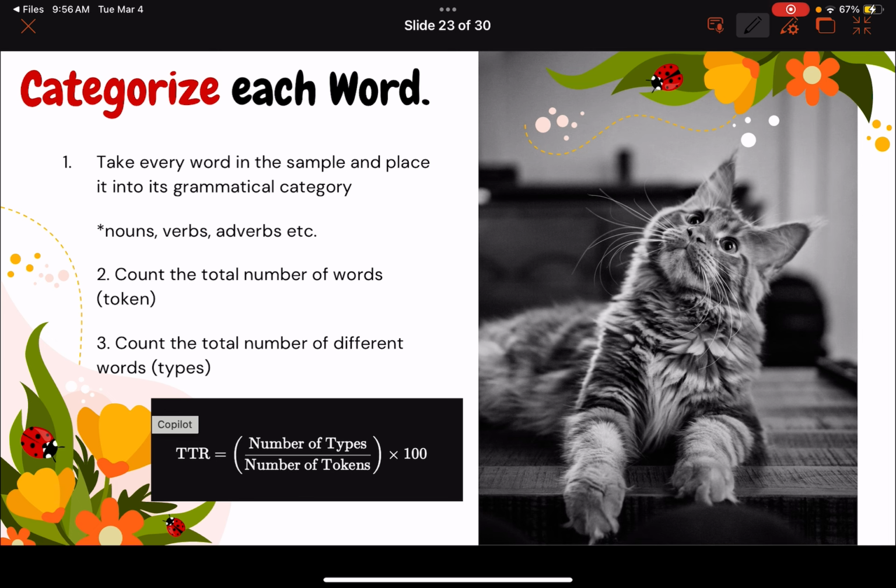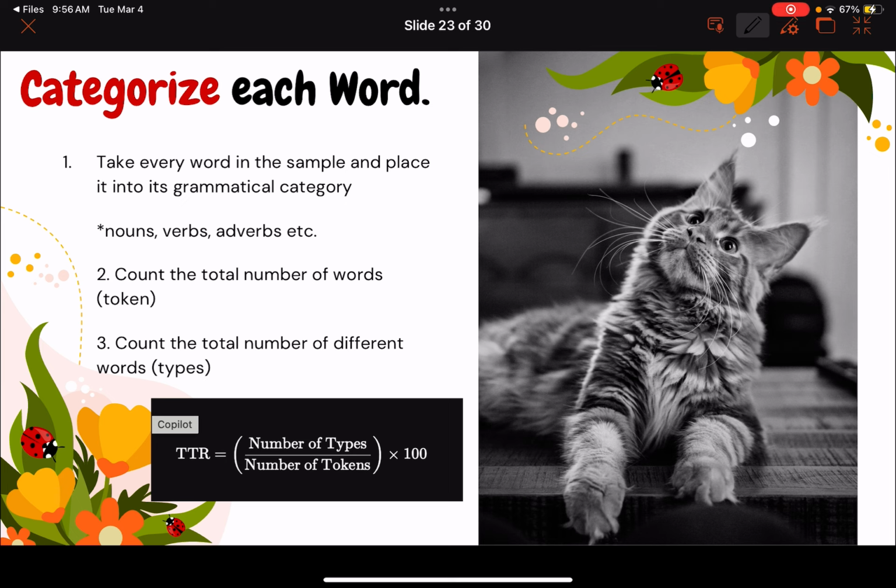So what we're doing with a type token ratio is we are looking to categorize each word. We are literally going to categorize every single word from that sample. What's great is you live in 2025, you have AI. AI can definitely help you with this, but sometimes it does make mistakes. So please double check it and make sure that it broke things down correctly, because it doesn't always know its parts of speech so well. So you'll take every word and place it into some grammatical category. Whether it's a noun, a verb, adverbs, etc., what is the part of speech of that word?